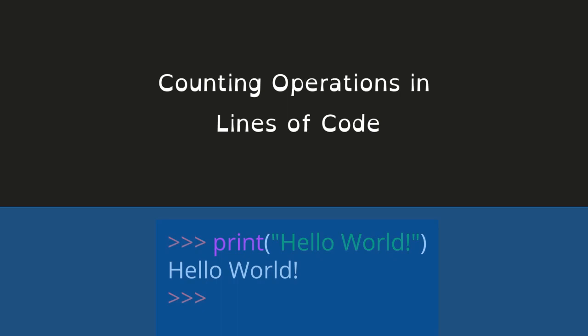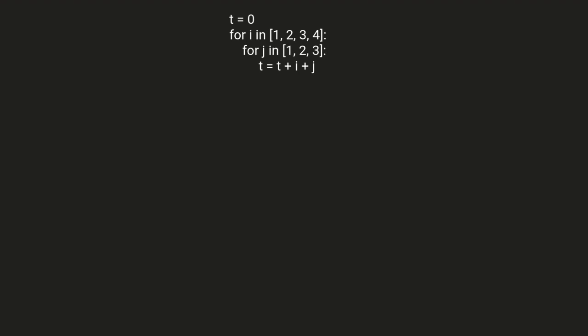All right, in this video, we're going to be looking at an example of counting how many operations there are in some lines of code. So here's the code we're going to use, just these four little lines. T is going to start out at 0. For I in this list, and then for J in this list, we're just going to redefine T to be T plus I plus J.